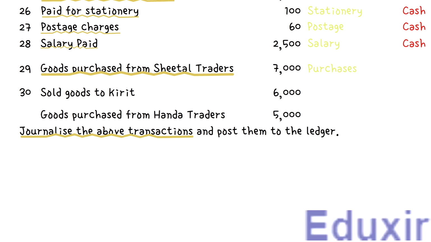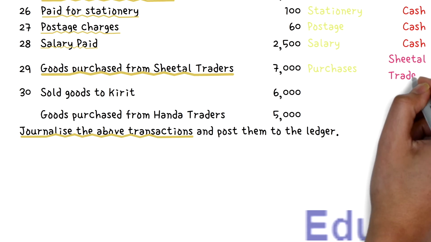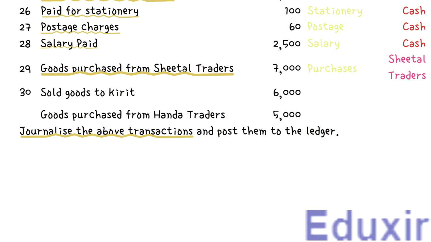At the same time, as these goods are purchased on credit from the supplier, Sheetal Traders becomes the creditor of the business, and the business has a liability to pay to the creditor Sheetal Traders. The rule to record any increase in the liability is to credit the corresponding liabilities account. In this case, the creditor Sheetal Traders account should be credited. With this analysis at our disposal, let us now proceed with the generalizing of this transaction.